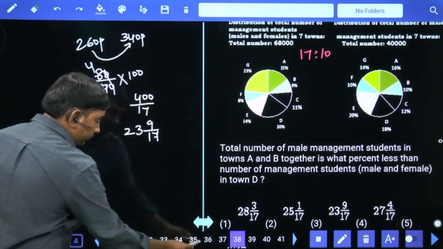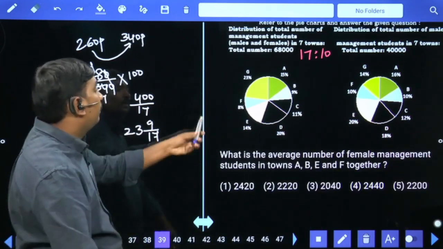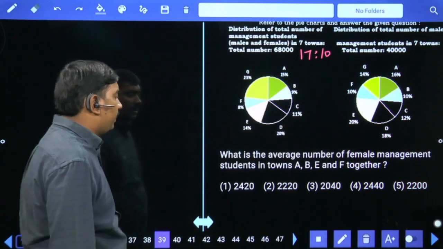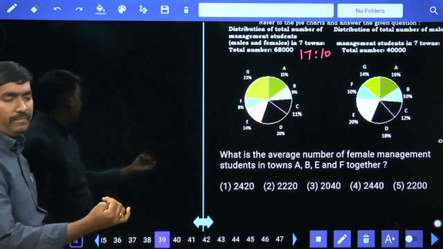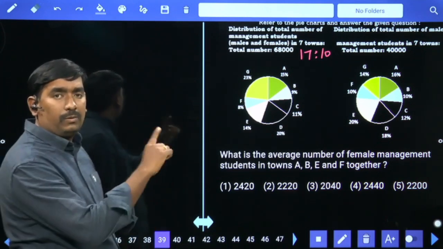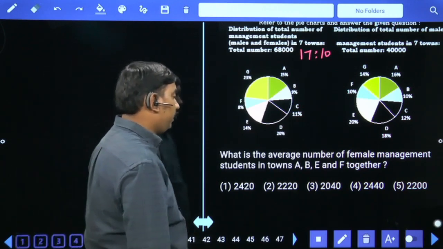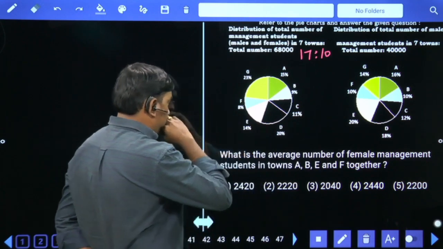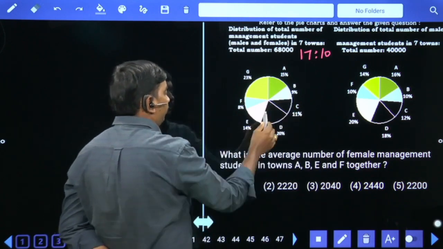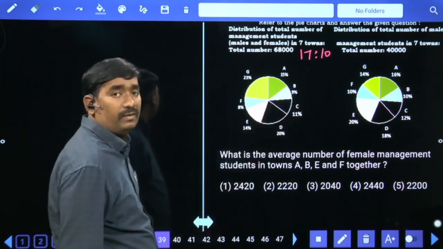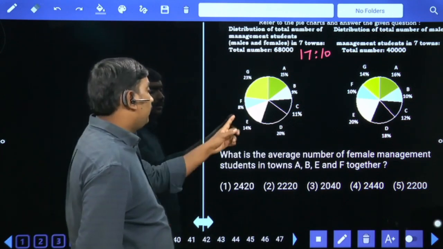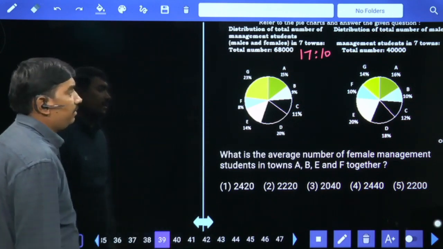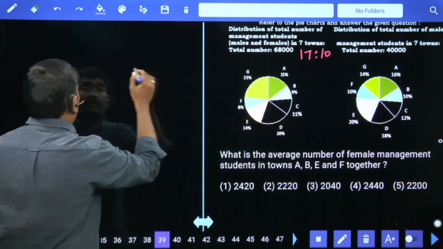Third option. Average number of female students in towns A, B, E, F. How to get female? Total minus male. A, B, E, F: A 15, B 9, 24. E 14. 24 plus 14, 38. F 8, 38 plus 8, 46 into 17 parts.